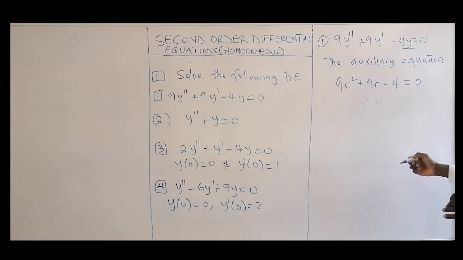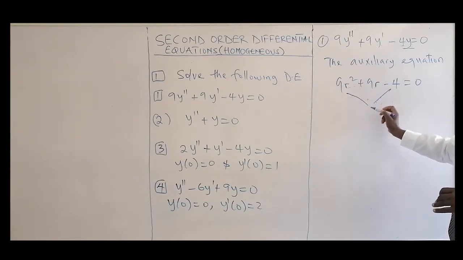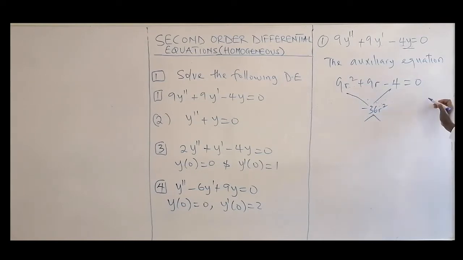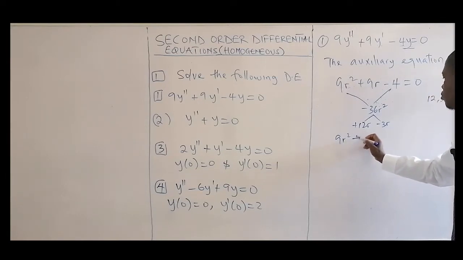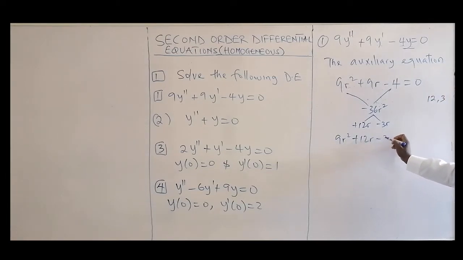Now let's see if we can factorize this. The product is minus 36 r squared. That will be 9 and 4 minus 3. You get 12 and minus 3, then if you multiply these two, you get back your minus 36. So we have 9r squared plus 12r minus 3r minus 4 equal to 0. These two factors now replace the middle term, so instead of writing 9r, we write this one.